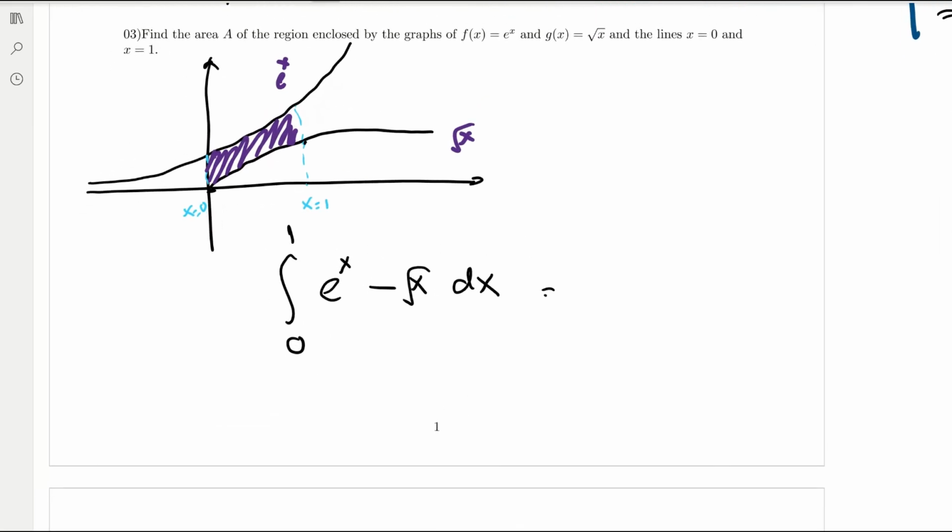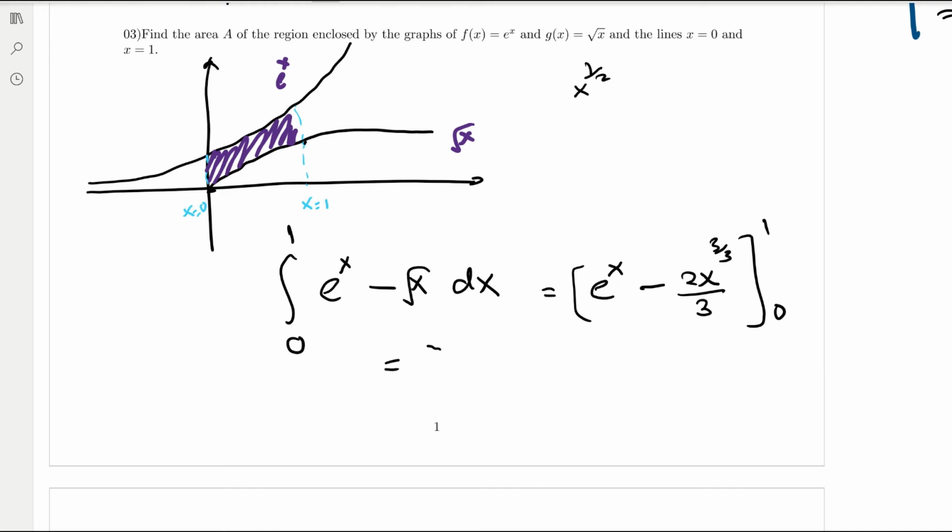Now if I integrate this, if you integrate e to the x, it's e to the x. Square root x means x to the half, so if I integrate that, I'm going to get x to the 3 over 2 times 2 over 3. Okay, and you have to evaluate from 1 and 0.